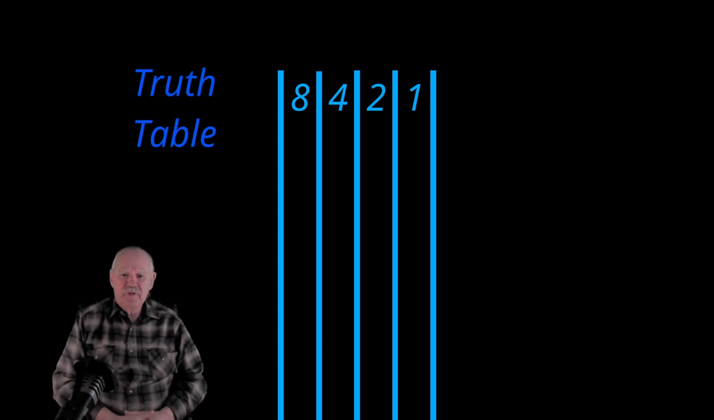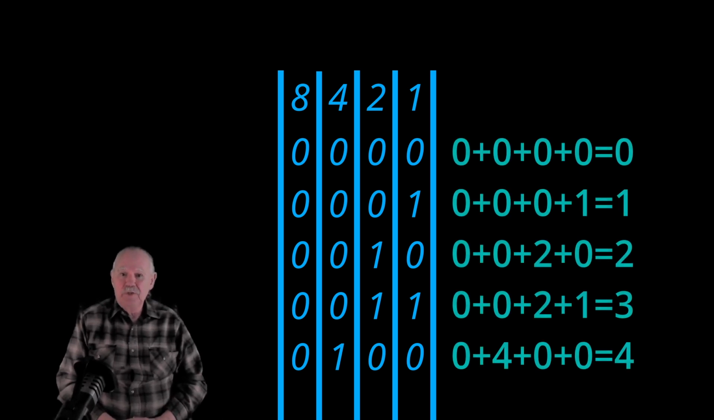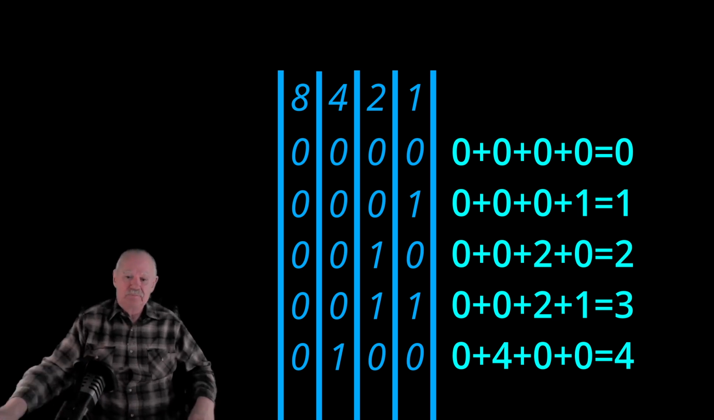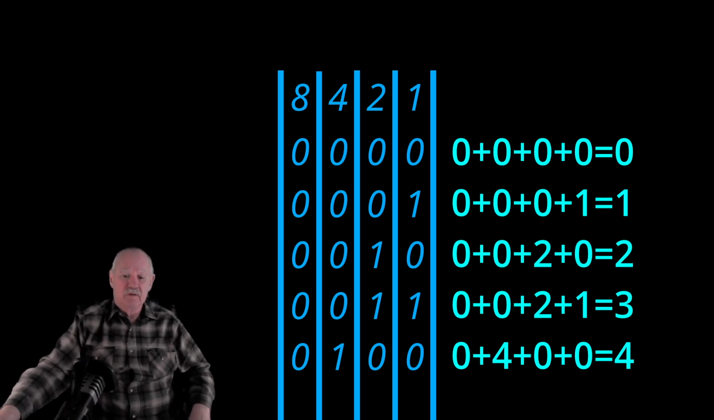Again, this is pretty simple. It's not that hard to understand how to do the conversions. If you have a 0, you do not count the number at the top of that column. If there is a 1, you do count that number at the column, and all you do is take all of the ones that you count, all of the ones that have 1s under them, and add them together. That will give you the decimal equivalent of the binary number. Let's do a couple of demonstrations of how this works.